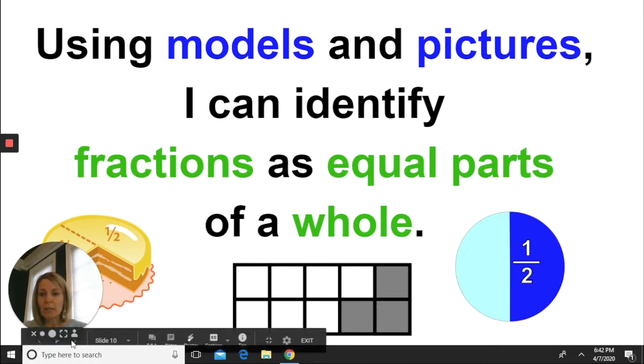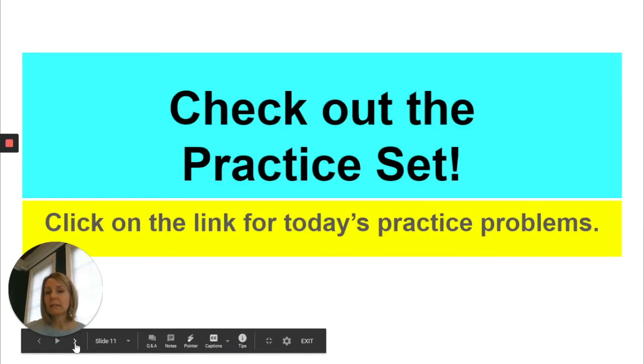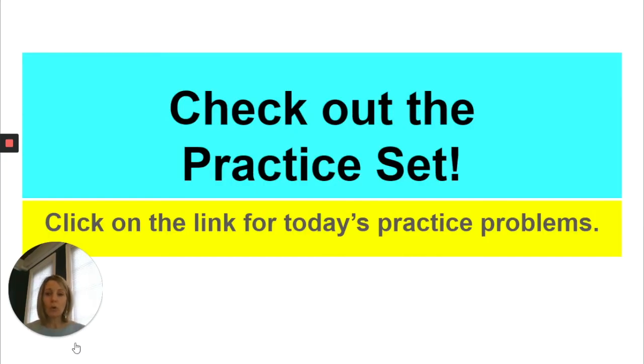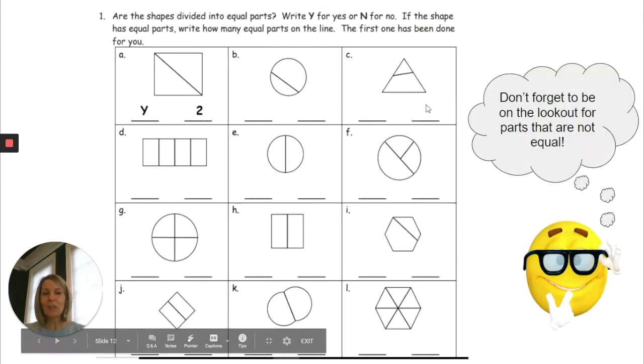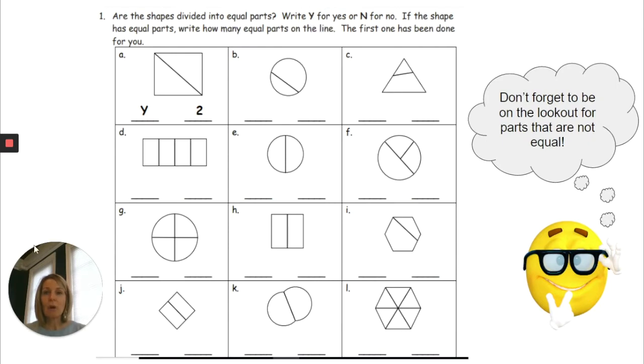So you can click on the link to do your practice set, or I have it on the next slide, so if you want to check it out there, that works too. For your practice set, you're checking to see if these shapes are divided into equal parts. If they are, write a Y for yes, and if they are not, write an N for no. And if the shape does have equal parts, then write how many parts are on the line. The first one has been done for you as an example.